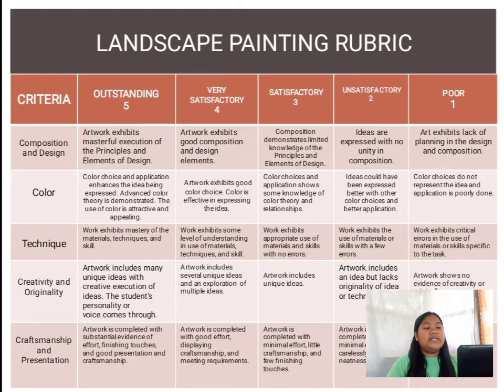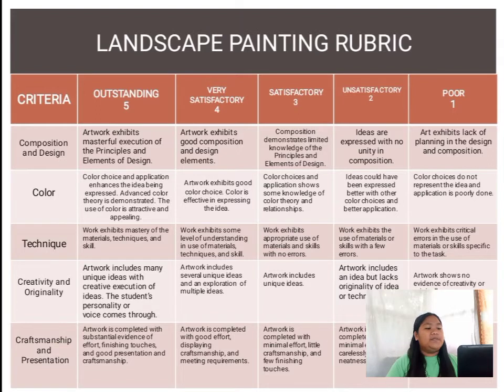If the artwork exhibits masterful execution of the principles and elements of design, for example the line, composition, space, movement, balance, emphasis, pattern, unity, color, contrast, rhythm, texture, value, and form, you will rate this as 5 or outstanding. And if the artwork exhibits good composition and design elements, you will rate this as 4 or very satisfactory.